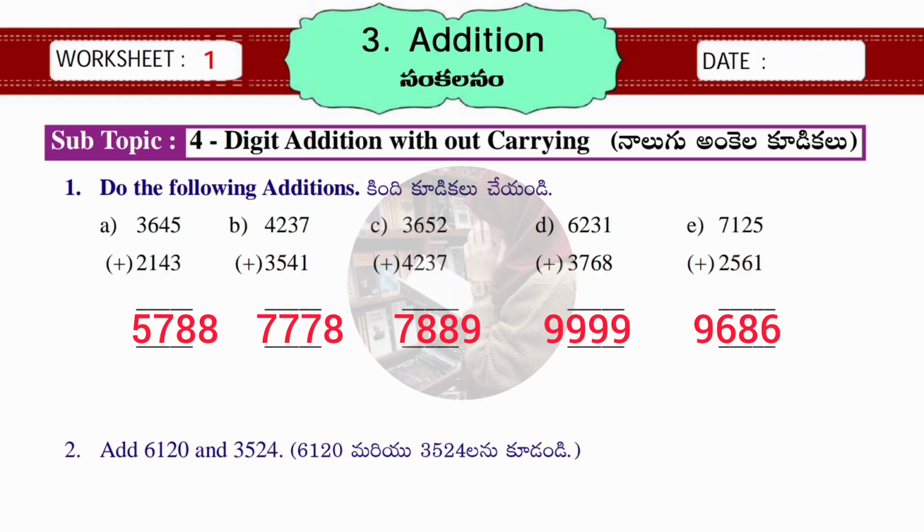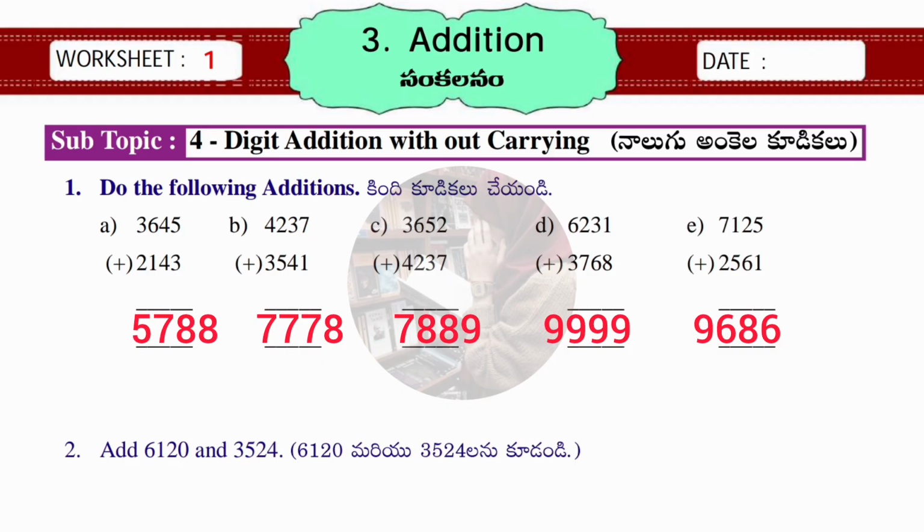Okay, let's see. Fourth one is 6231 plus 3768. If you do the addition from ones digit to thousand digit, you will get the answer as 9999. Okay, next fifth one, 7125 plus 2561. Your answer will be 9686. Okay, pause the video and write it down guys without any mistakes.